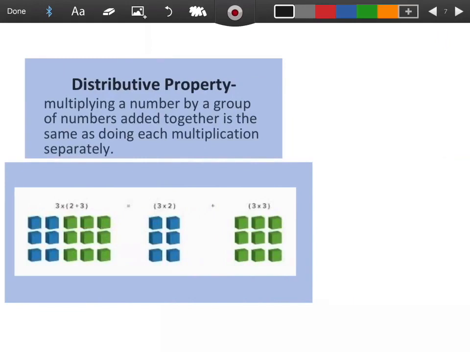The next one that we need to look at is distributive property. It is multiplying a number by a group of numbers added together is the same as doing each multiplication separately. So if we look at this array, we know that we have 3 groups, but we broke this up. Instead of being 5, we broke this 5 up into 2 and 3. So we can see that 3 times 2 is 6, and 3 times 3 is 9. And if you add those together, you get 15.